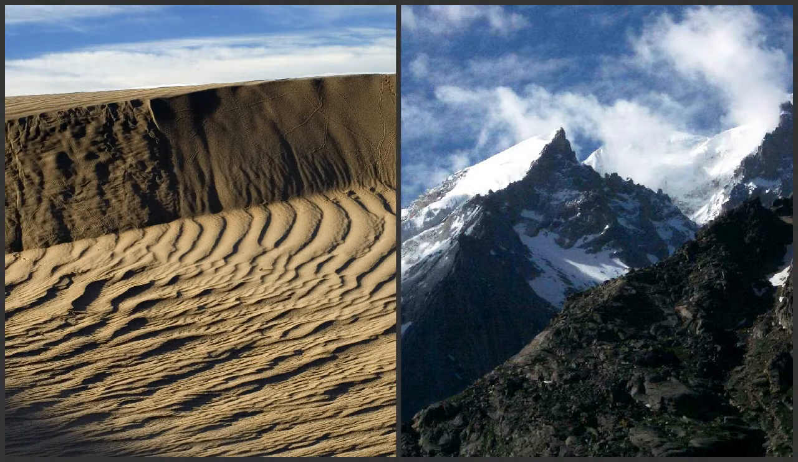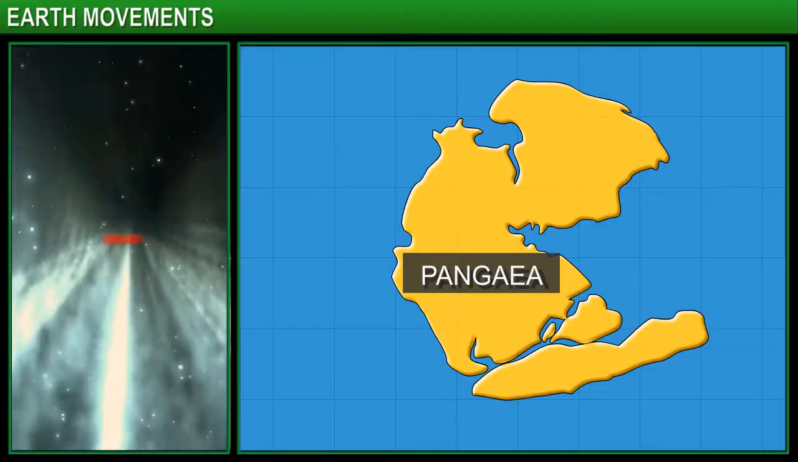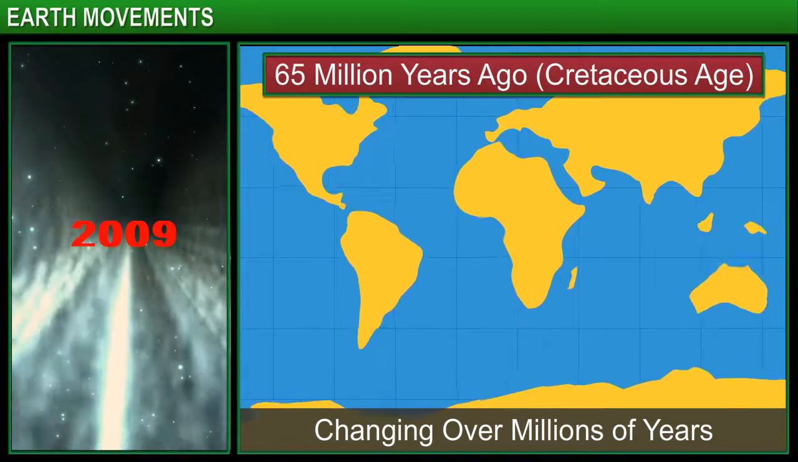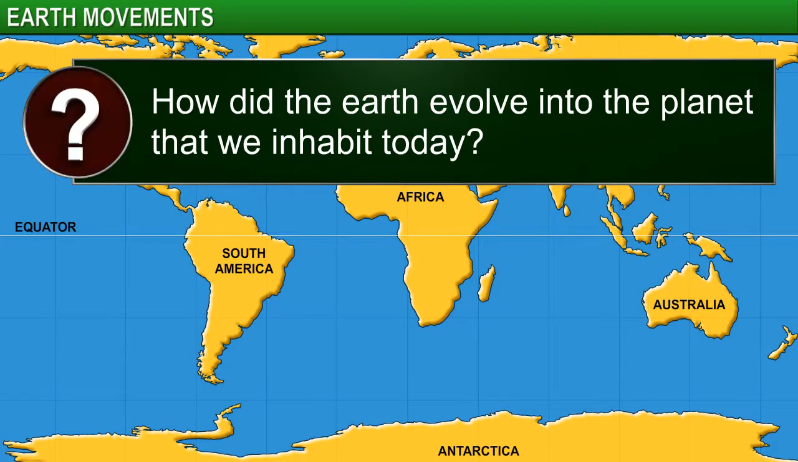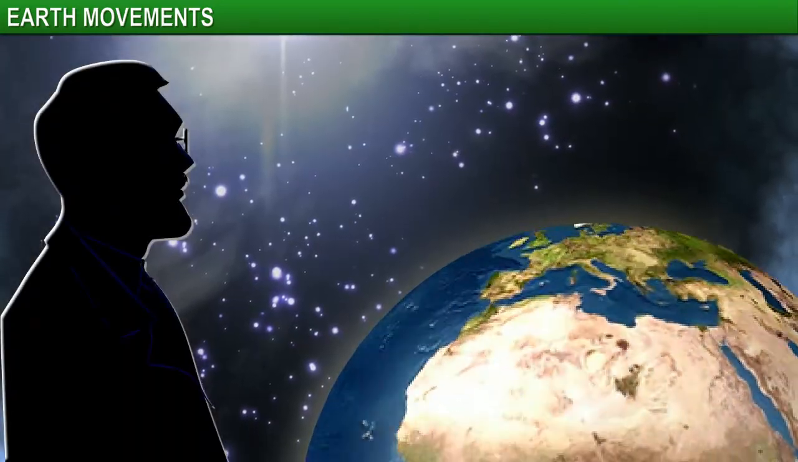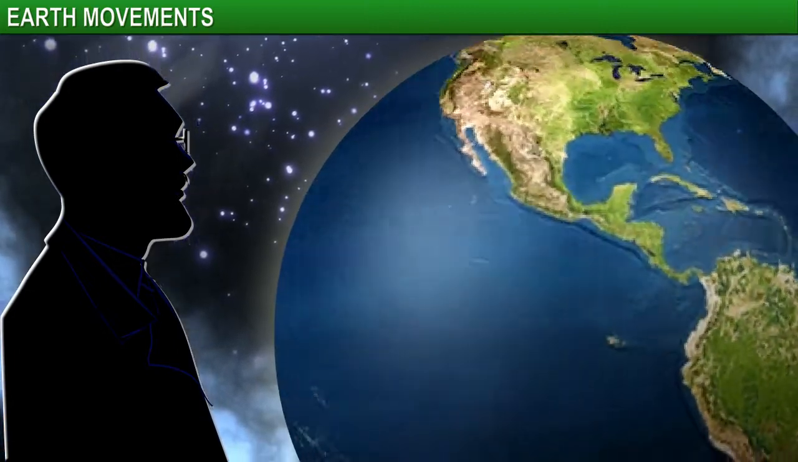In this module, you will learn about our continuously changing dynamic Earth and how it was formed. The Earth that we see today is the product of millions of years of geological change. How did the Earth evolve into the planet that we inhabit today? Were all the continents always in the positions that they are currently located? Scientists have been working for decades to find answers to these questions.